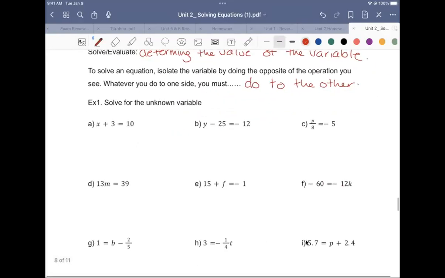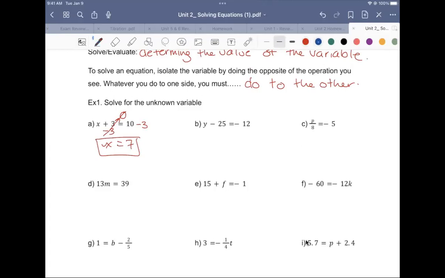To start off with just nice, easy ones, I have x plus 3 equals 10. I want to get x on its own. I can see an addition of 3, so I'm going to subtract 3. Positive 3 minus 3 is 0. Whatever I do to one side, I must do to the other. So x is equal to 10 minus 3, which is 7, which means x is equal to 7 when x plus 3 is equal to 10.